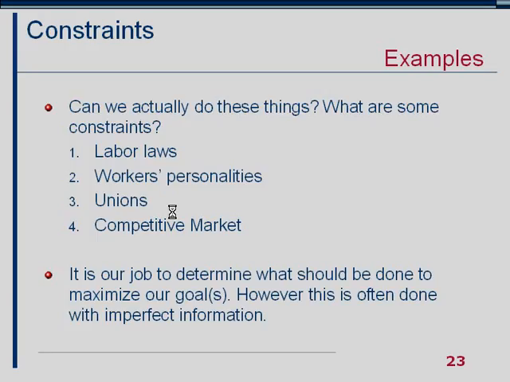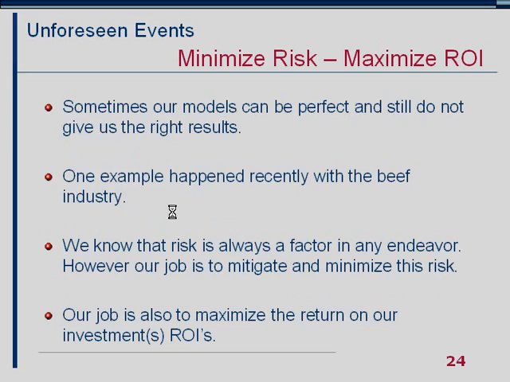If we had perfect information, we could go in and build these deterministic models, and we could optimize them every time and get the optimal results. But with imperfect information and in a dynamic world, this oftentimes becomes very difficult. So sometimes our models can be perfect and still do not give us the right results.